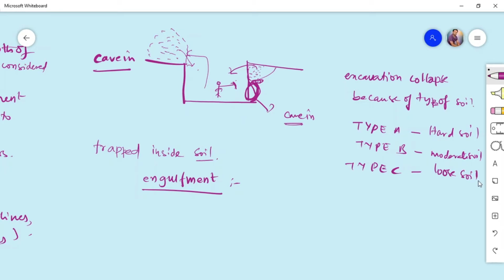So for this, how will you determine whether it is hard soil, moderate soil or loose soil? We use a pocket penetrometer, sorry, not potentiometer, pocket penetrometer, right? What is a penetrometer? We have a device or instrument called a pocket penetrometer.